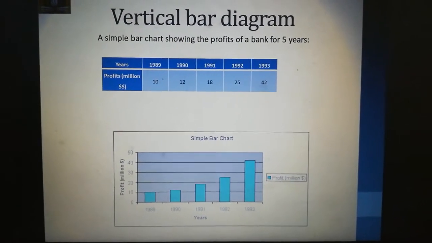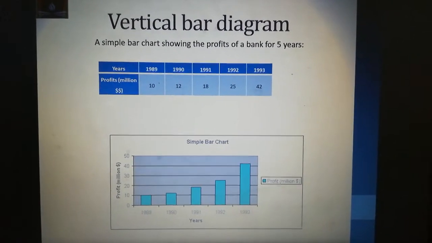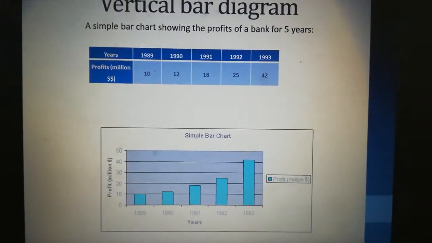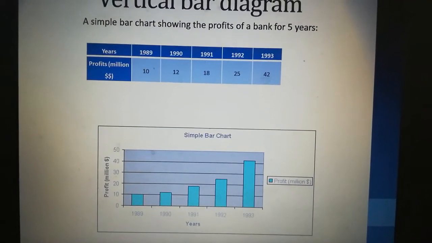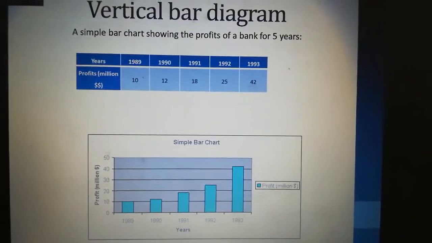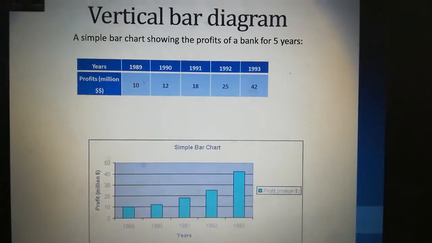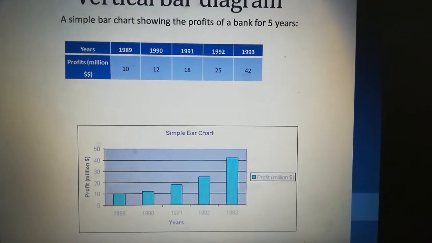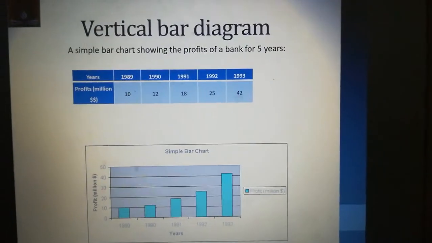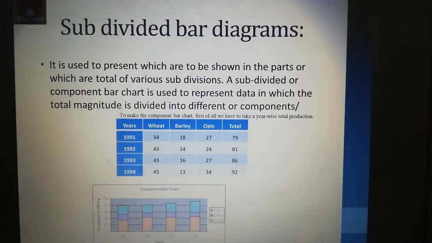So years are represented on the X axis and profits are shown in millions. So 89, 10 million, 90, 12 million, 91, 18 million, 92, 25 million, and 93, 42. So this is about the simple bar diagram, both horizontal and vertical.